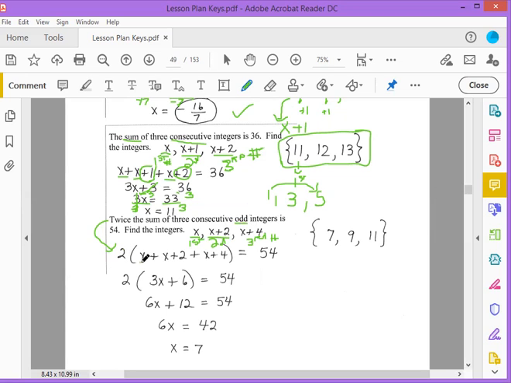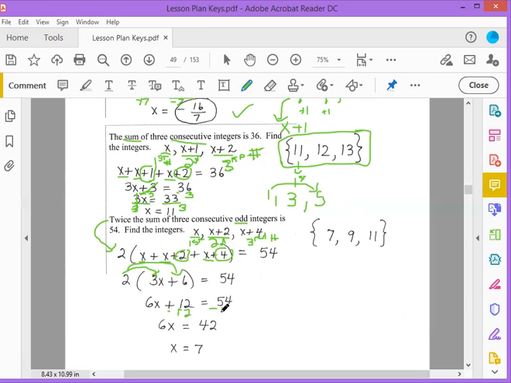First, we're going to combine like terms inside parentheses. x plus x gives us 3x, and 2 plus 4 gives us 6. Now we need to distribute the 2 outside parentheses. 2 times 3x gives us 6x. 2 times 6 gives us 12. We carry down our equal sign and the 54.